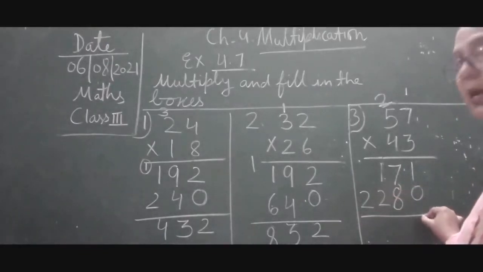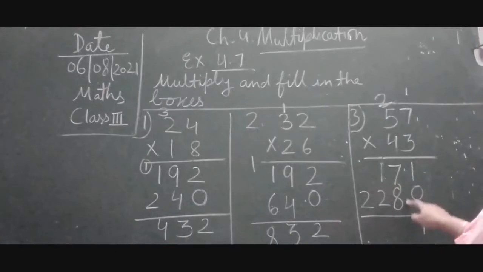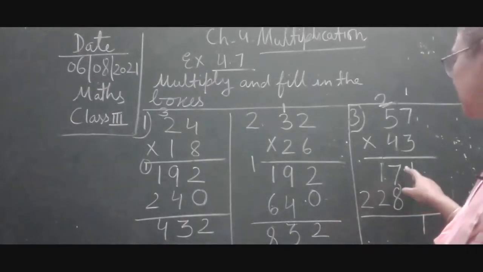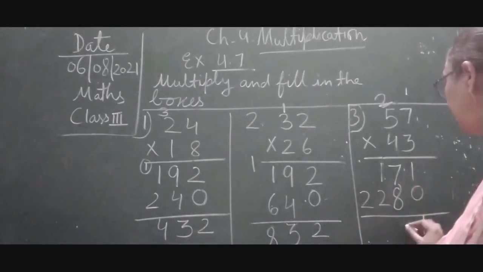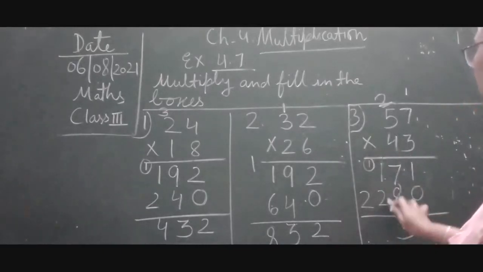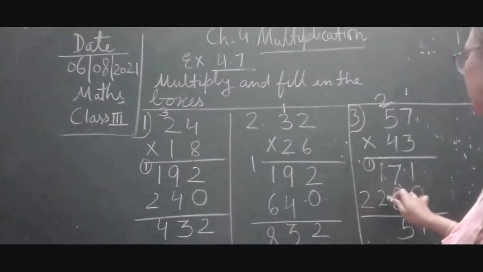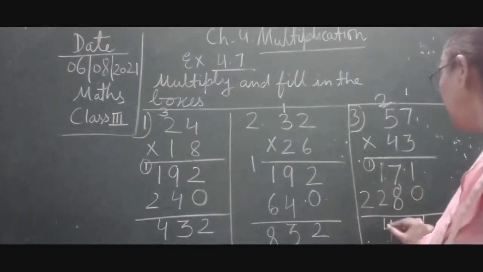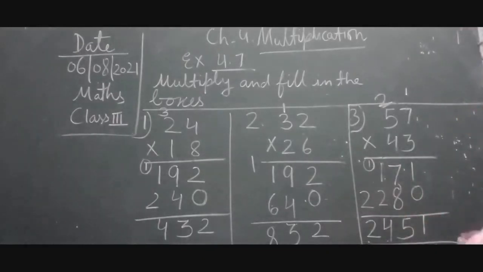Here you can see the answer: 1, 8 and 7, 8 and 16, minus 1 is 15, 15 and 1 will be carry over, 3, 2 and 1 is 3 and 1 is 4 and here 2. So 2451 is the answer.